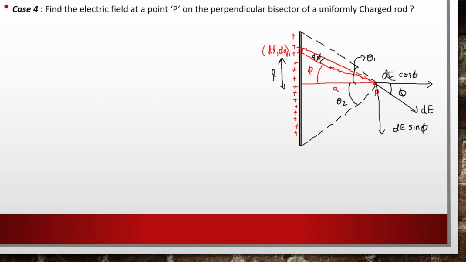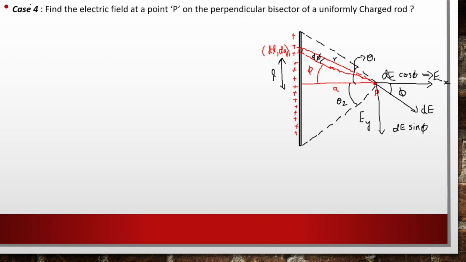And the distance from this small length element to the point P is r. This part, dE cos phi, we can represent as Ex, since it is in the direction of the x-axis. And this part, dE sin phi, we can represent as Ey, because it is in the direction of the y-axis. Since there are two components, we need to find the electric field Ex and Ey separately.